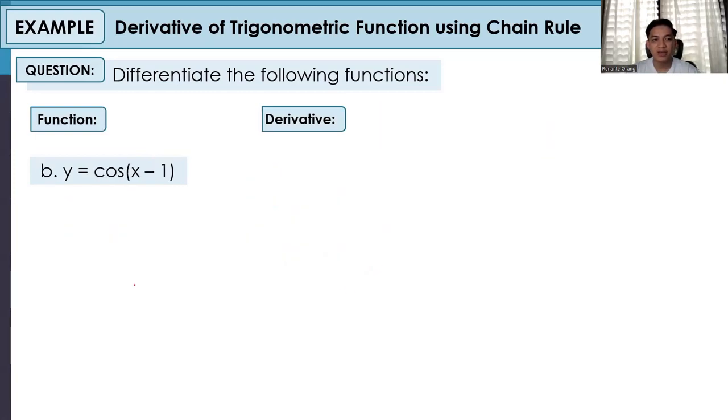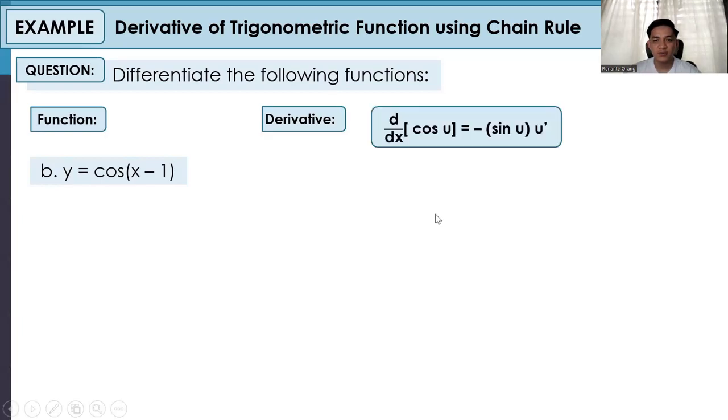For our second example, we have y is equivalent to cosine of open parenthesis of x minus 1 close parenthesis. So, we will be using this formula. We have derivative of cosine u is equivalent to negative of sine u, u prime. First thing that we need to do is to determine yung u natin, which is nasa loob ng ating cosine function, which is our x minus 1. And then, derive natin si u para maging u prime that is equivalent to the derivative of x is 1, the derivative of negative 1 is 0. So, meron na tayong u, meron na din tayong u prime.